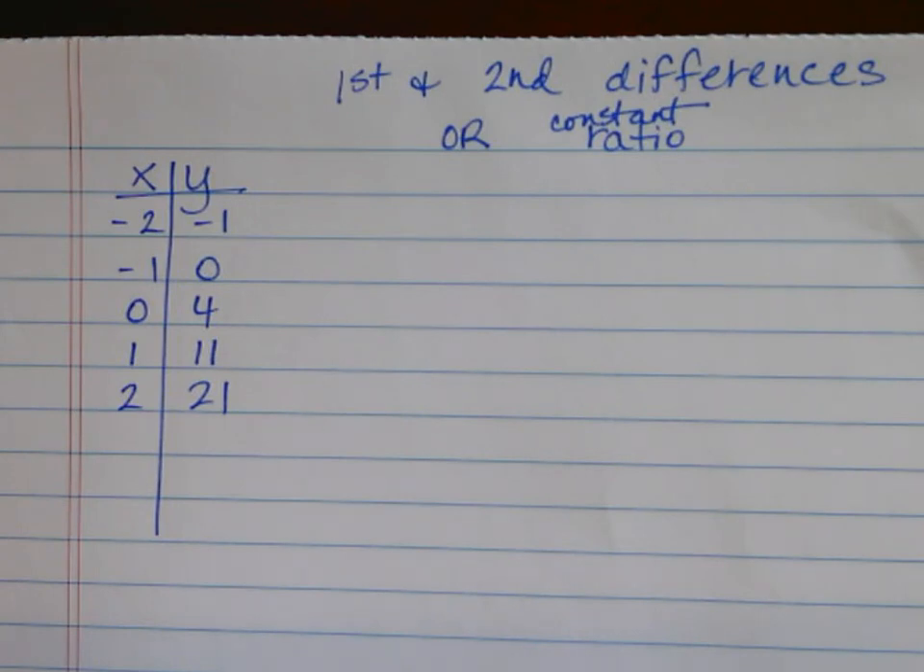One way to determine whether a set of data can be modeled best by linear or quadratic is to look at first and second differences. Also, if neither linear nor quadratic works, we could look for a constant ratio, and then that would maybe lead us to think exponential function would be the best way to model the data. So let's look at some examples and see what I mean by first and second differences.